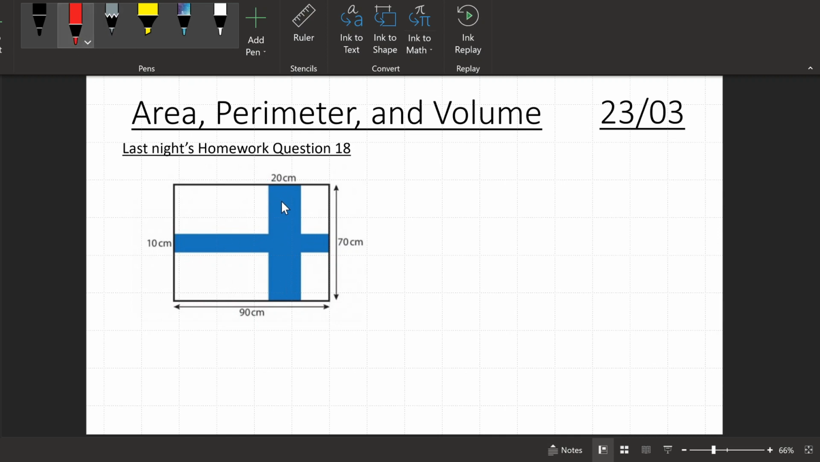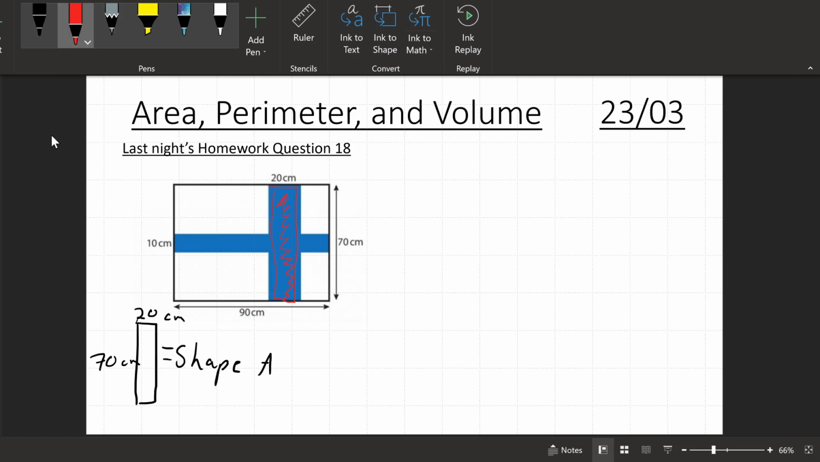Well, the trick here is to break it into two separate shapes. So the first shape, which I'm just going to call this vertical block here, we're going to call that shape A, okay? We've got shape A here, and shape A has a width of 20 centimeters and a height of 70 centimeters, okay?